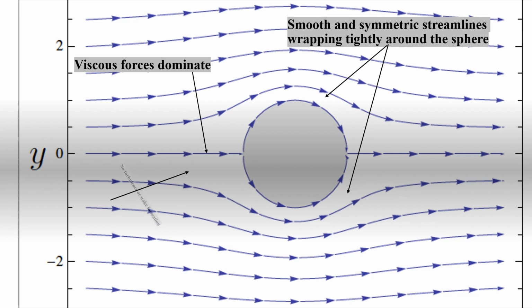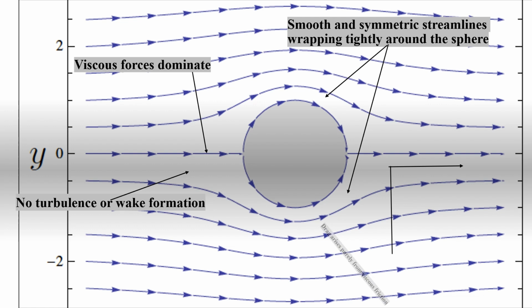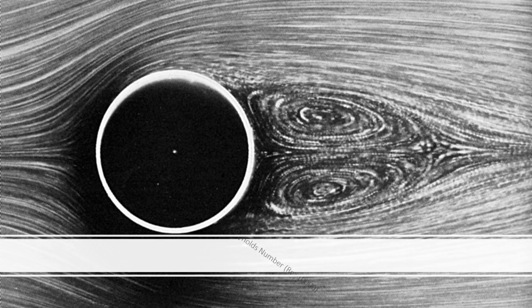This regime is called creeping flow, which is characterized by smooth and symmetric streamlines wrapping tightly around the sphere. There is no turbulence or wake formation here. Instead, drag arises purely from viscous friction.